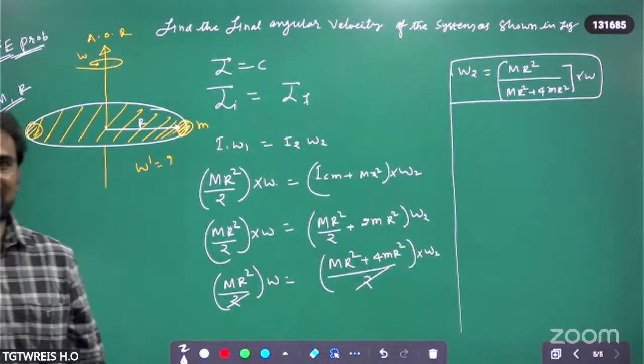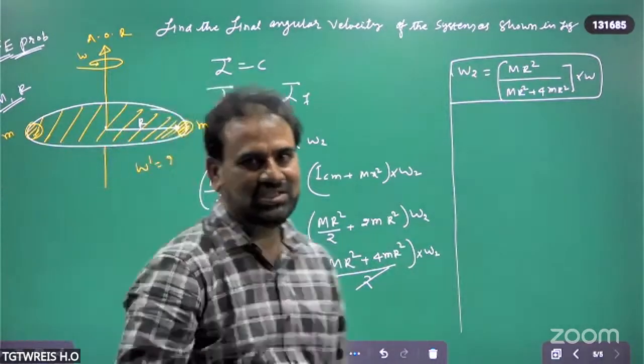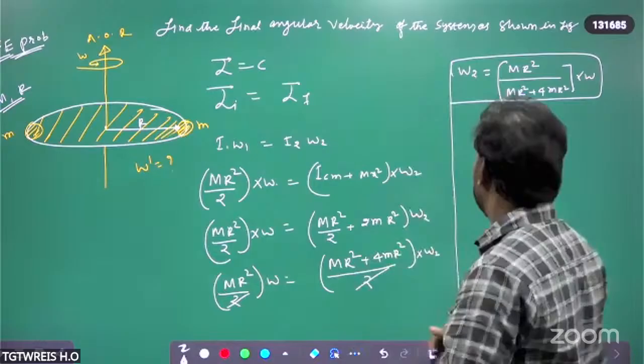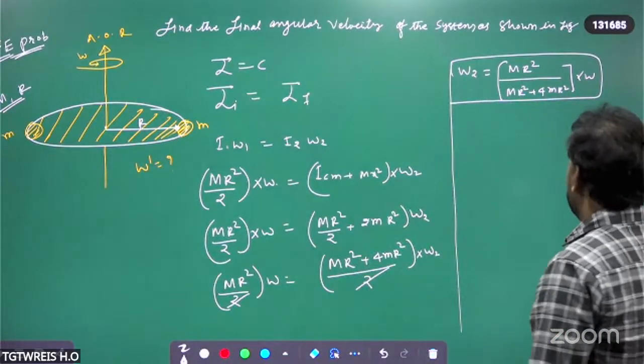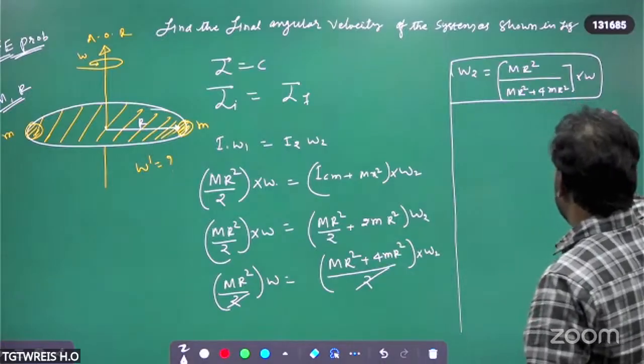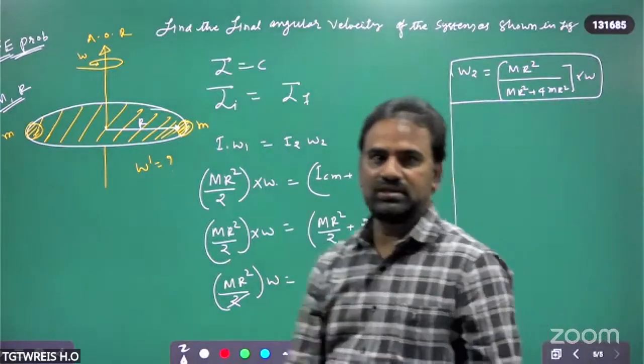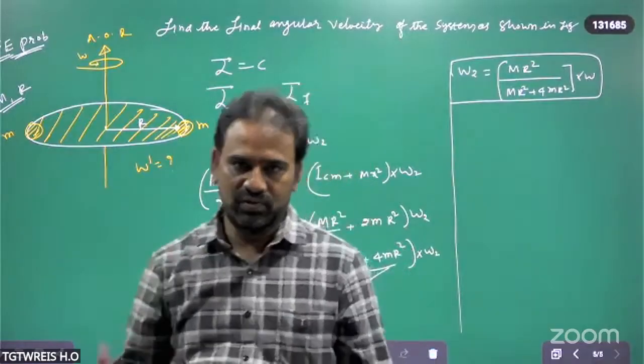Is it clear? The final angular velocity of the system is given by omega 2 equal to Mr square upon Mr square plus 4m r square, into omega. Is it clear or not? Okay, note it down.